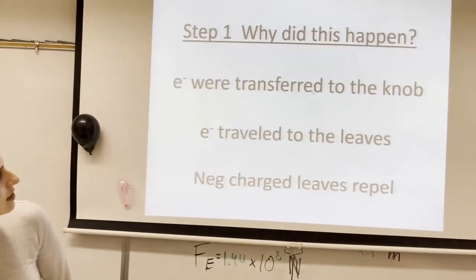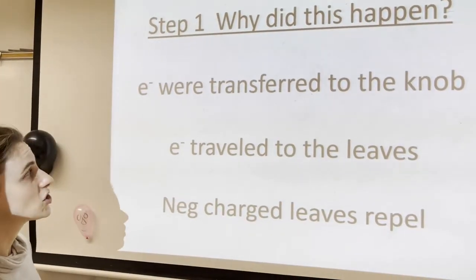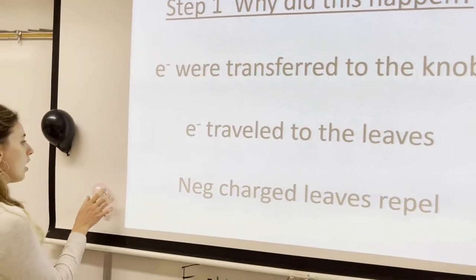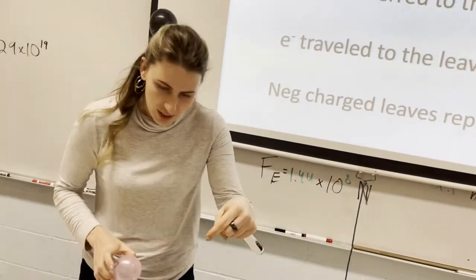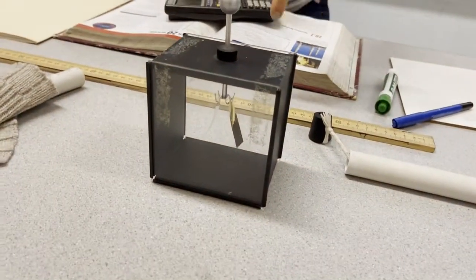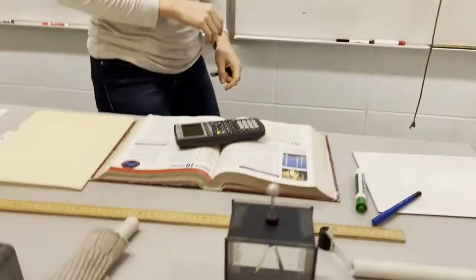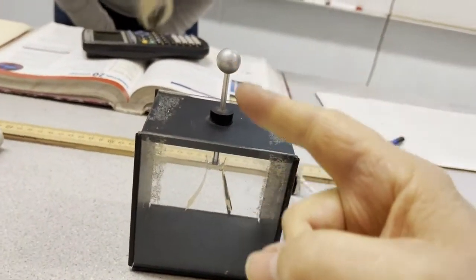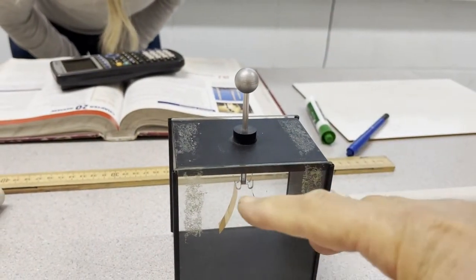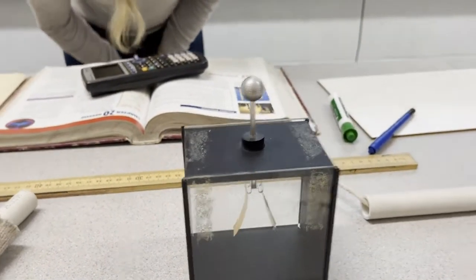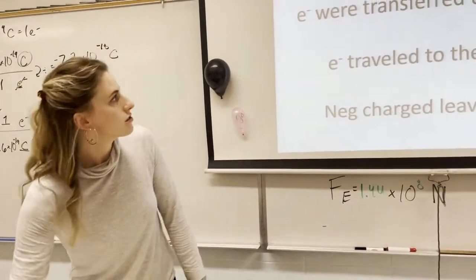Okay. Step 1, why did this happen? Electrons were transferred to the knob from the balloon. Yep. And then electrons traveled down the leaves and negative charges in the leaves repelled each other. So all of this is metal. It's all a conductor. And she put the electrons on the top. They went down to the leaves, which spread apart because the electrons repel each other. And there are positive charges down there, but there are more negative charges.